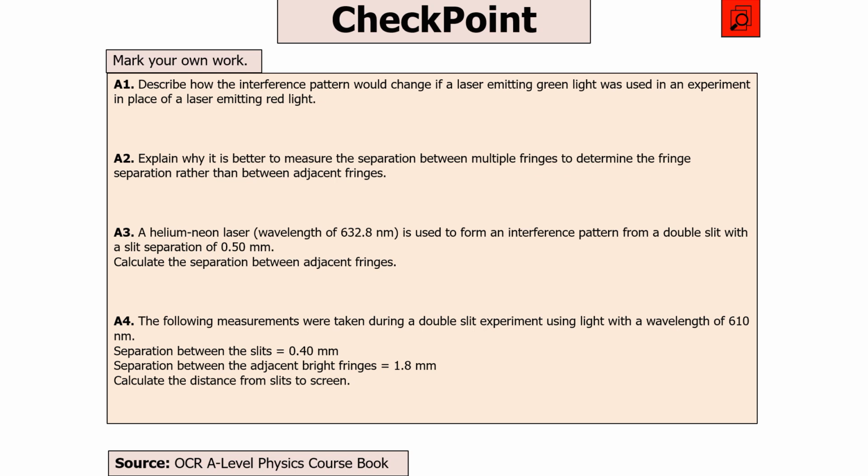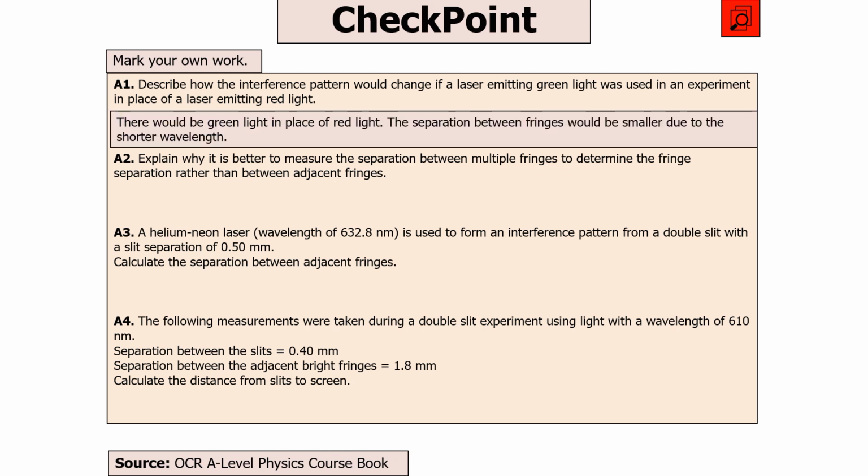Right, so in this first one, if you have red light instead of green light, the separation between the fringes will be larger, because green light has a shorter wavelength than red light. We know that W equals lambda S over D. So if lambda goes down, then W goes down, so the separation between the fringes is lower.